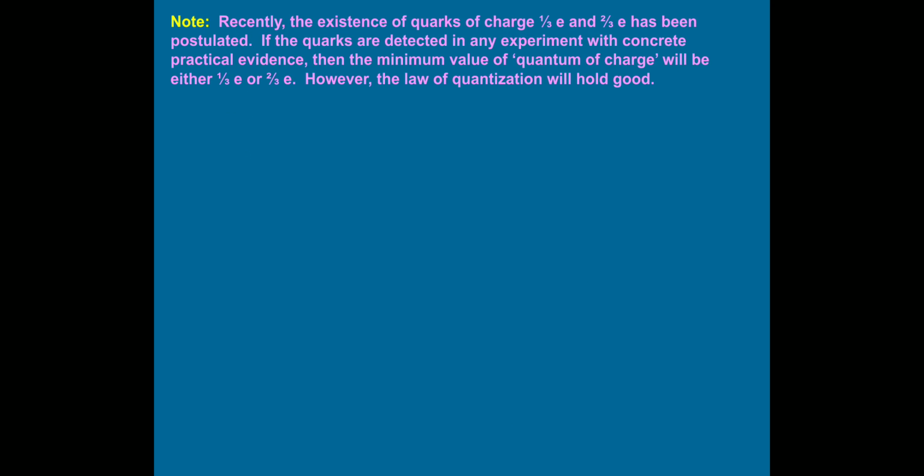Next, recently the existence of quarks of charge 1 by 3 e and 2 by 3 e has been postulated. If the quarks are detected in any experiment with concrete practical evidence, then the minimum value of quantum of charge will be either 1 by 3 e or 2 by 3 e. However, the law of quantization will hold good.